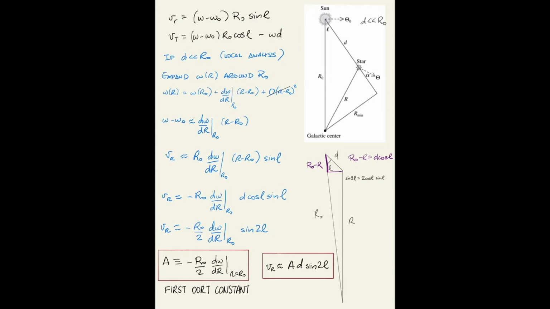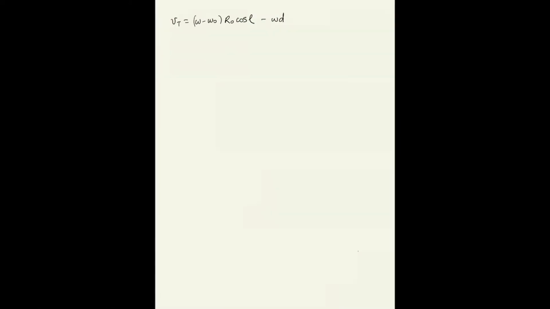Now we can do a similar analysis for the radial velocity. So let's recall again the definition of Oort's first constant, and then write the dΩ/dR in terms of it. It's equal to minus 2 times A over R naught, and also Ω minus Ω naught is equal to dΩ/dR times R minus R naught.